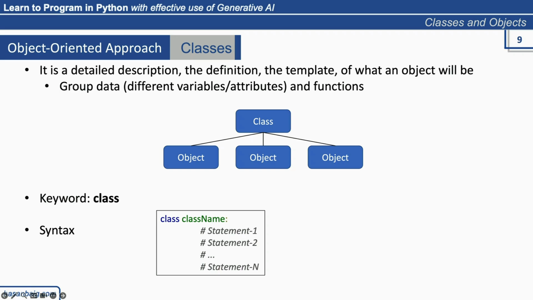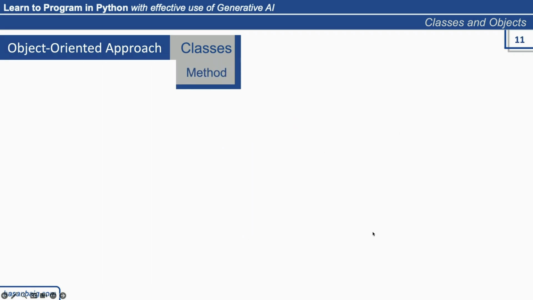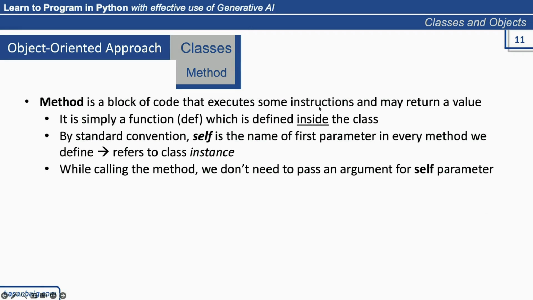Next important thing associated with object-oriented programming is what we call a method. Methods are nothing but functions, but they are defined in or associated with the class. A method is a block of code that executes some instructions and may return a value. It's simply a function definition, def, which is defined inside the class.